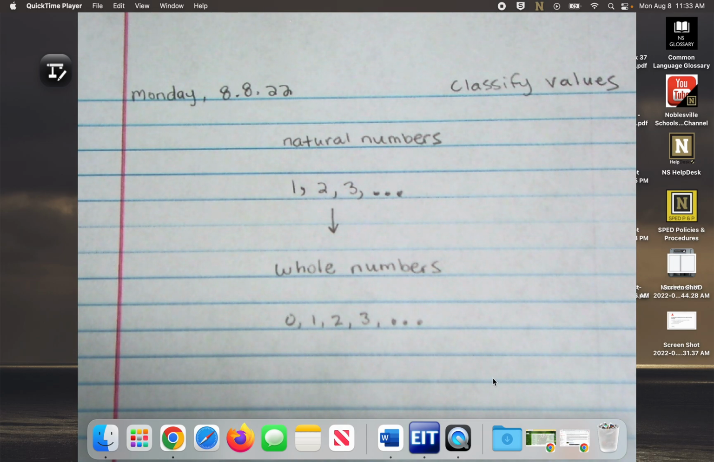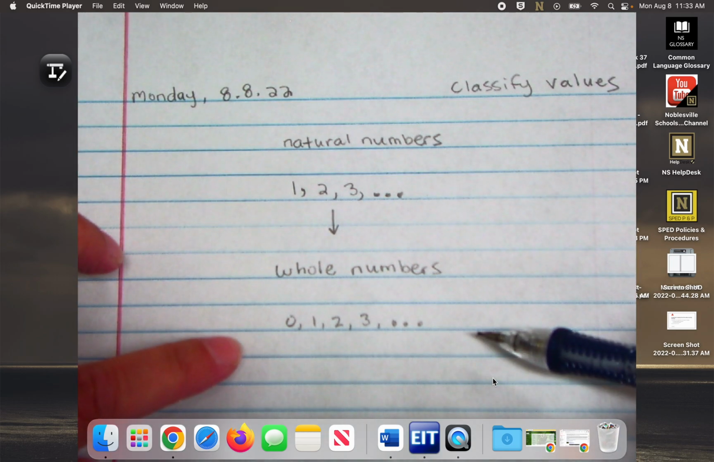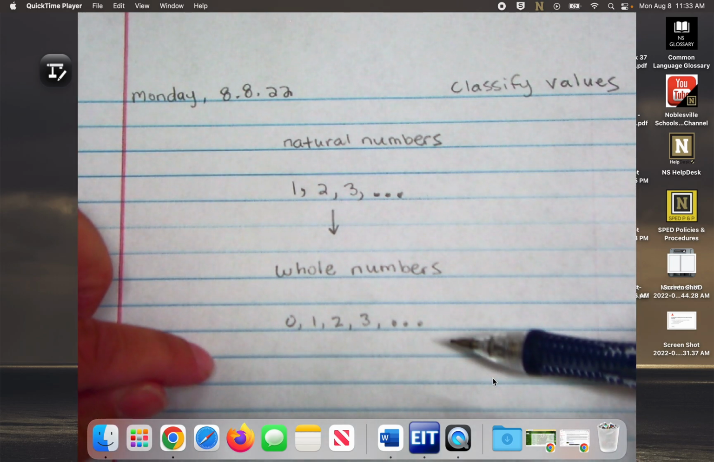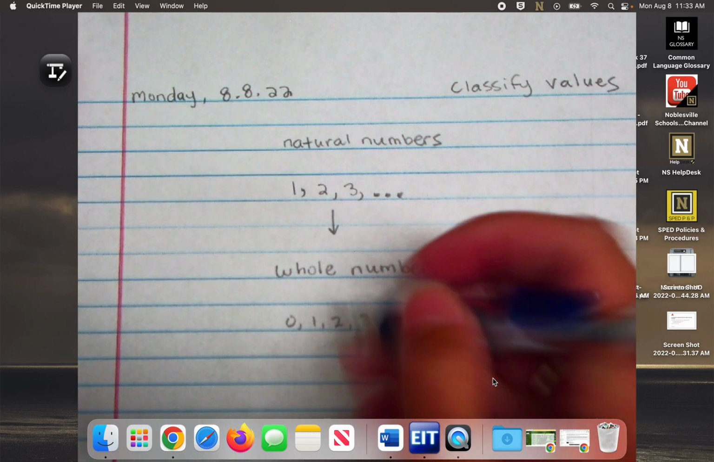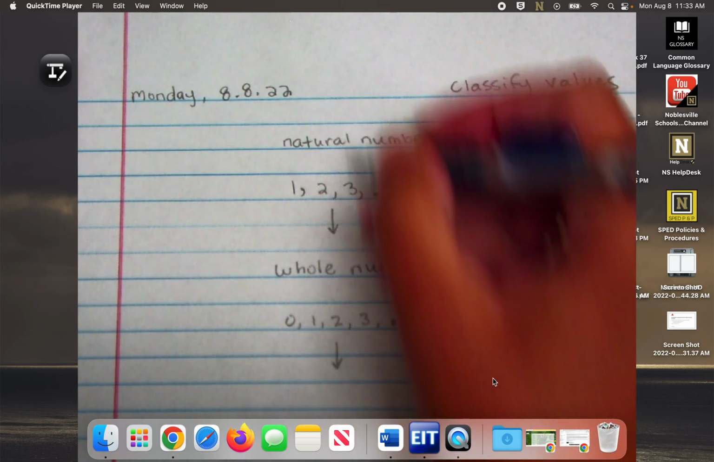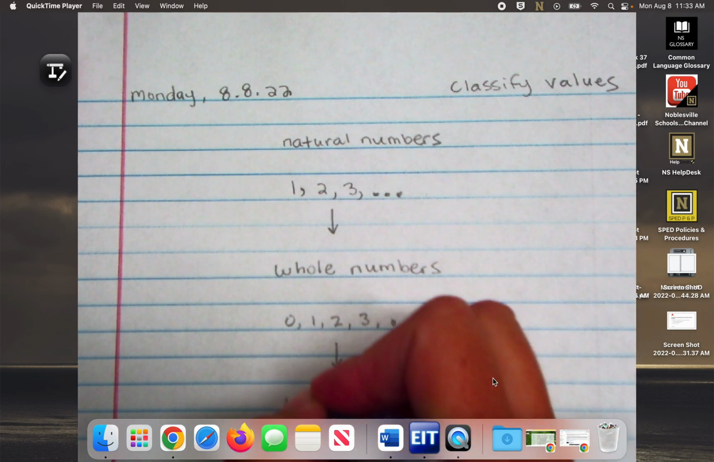Are you with me? Okay. It's just a visual. Sometimes those little visual tricks can be helpful when you're trying to recall the information. So all natural numbers fall into this category. Do all whole numbers fall into natural numbers? Nope. Okay, so then all of these numbers also fall into this category.